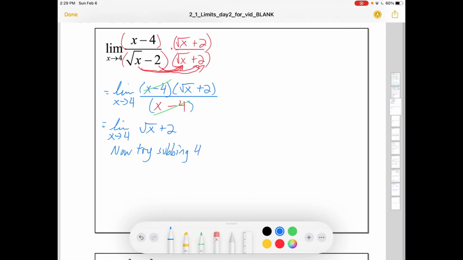4 for x. And as soon as you sub, you're evaluating the limit. So you drop the limit notation, and that will give us 2 plus 2, or 4. I guarantee you, if you look at the graph of this, as x goes towards 4, y will also go towards 4, even though there may be some kind of hole there.